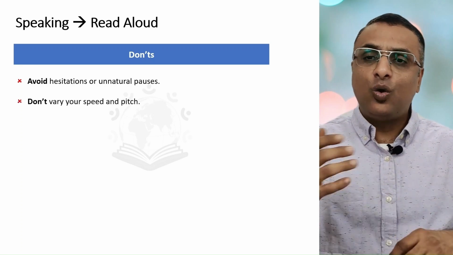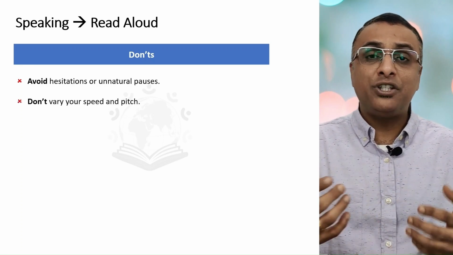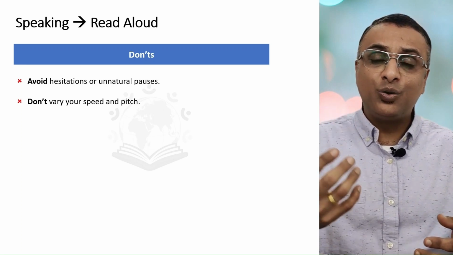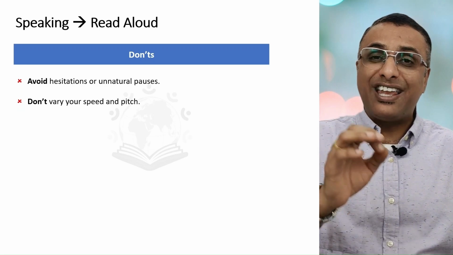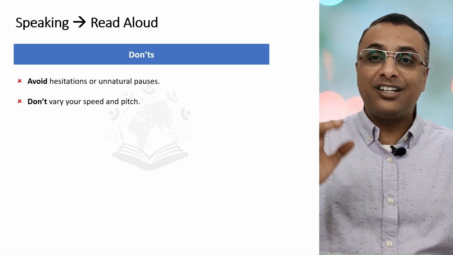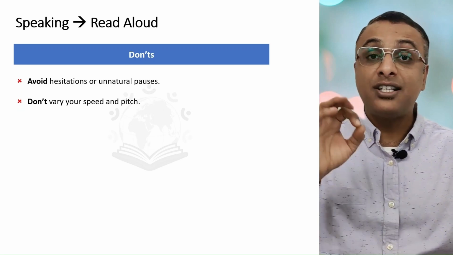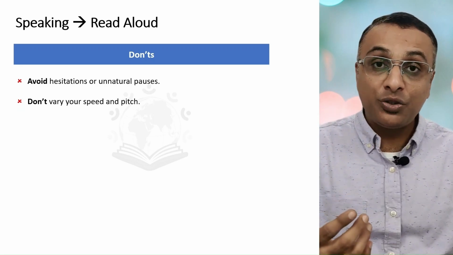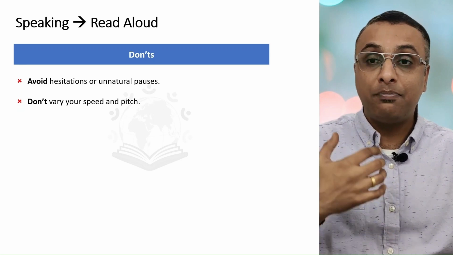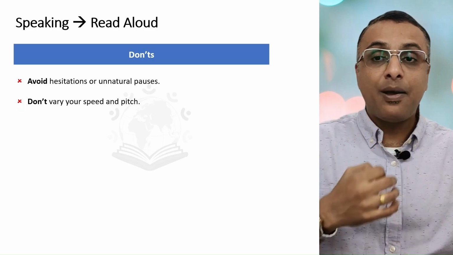Next thing is, don't vary your rate of speed or pitch too much. As I told you in the do's, if you vary your rate of speed or pitch too much, it will start impacting your fluency and PTE will start reducing marks very, very drastically, which you should avoid. Instead, what should you do? You should speak in a moderate rate of speed and pitch.